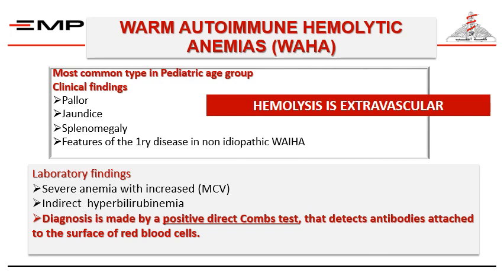Direct Coombs' test detects antibodies coating the red cells. There is another one which we call the indirect Coombs' test, which is going to detect circulating antibodies. But in patients with autoimmune hemolytic anemia, usually the antibodies are coating the red cells, so we have a positive direct Coombs' test.